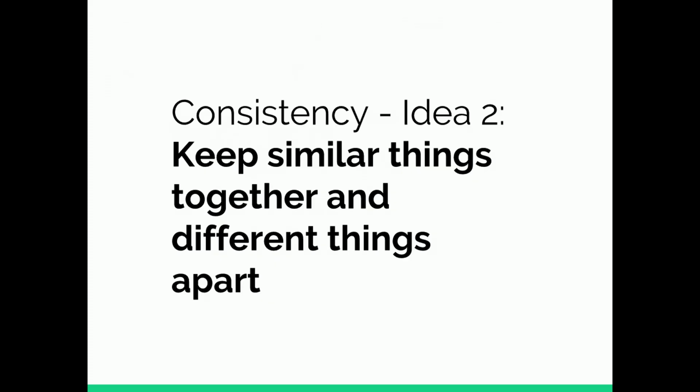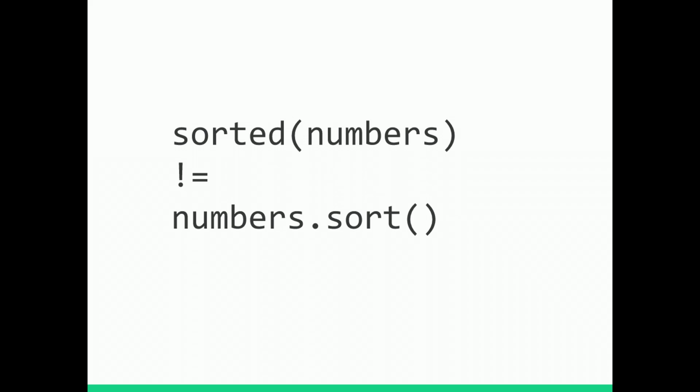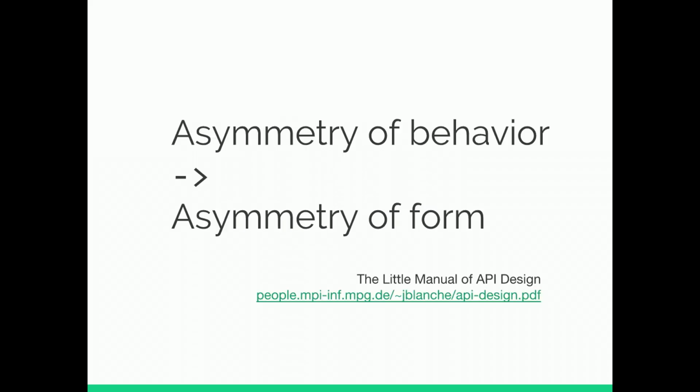Another thing about consistency is to keep similar things together and different things apart. Python does a lot of that. If you want to sort a list of numbers in place, you don't use sorted numbers, you use numbers.sort, because sorted numbers returns a new list. It's not in place. So these are two different ways to sort a list, one in place, the other not, and they are different in form. So asymmetry of behavior should imply asymmetry of form.